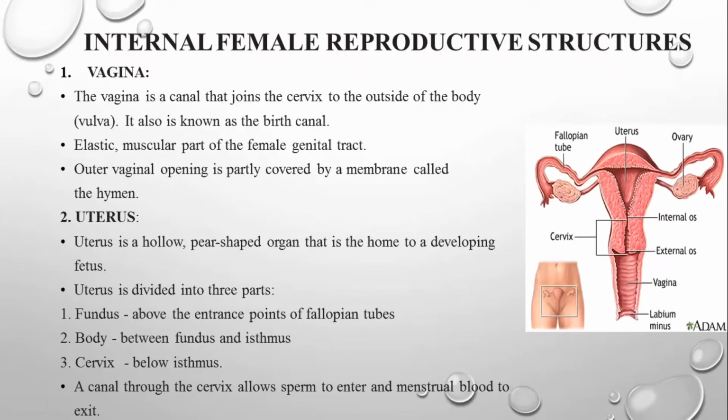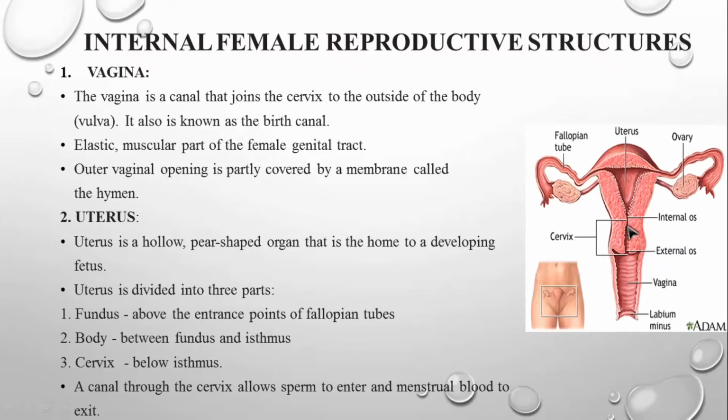Next we're going to see an important organ called the uterus. It bears the child or the fetus, keeps the fetus for the period of 10 months, and after that gives birth to the fetus. The uterus is a hollow pear-shaped organ that is the home for the developing fetus. It is also called the womb, the mother's womb. The uterus is divided into three parts.